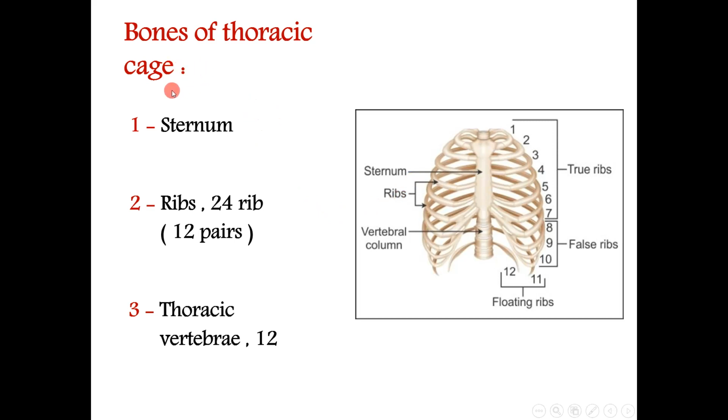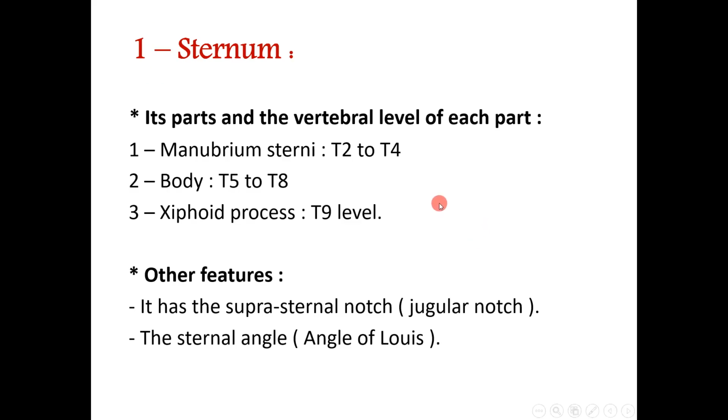Now, what are these bones that form the thoracic cage? We have the sternum. This is the sternum. We have the 12 pairs of ribs, from 1 to 12 on each side, and we have the thoracic vertebrae, which are 12 thoracic vertebrae. Now we talk about these three parts of the thoracic cage, and we discuss each one in short notes, starting with the sternum.